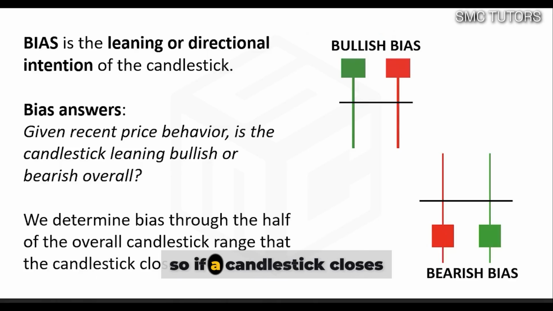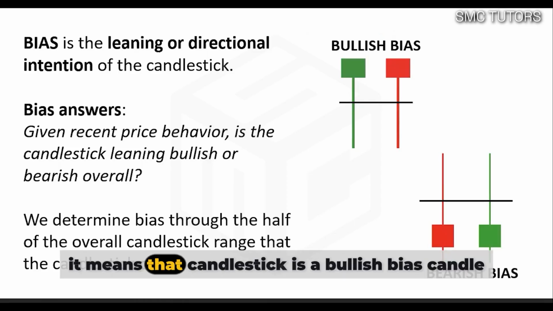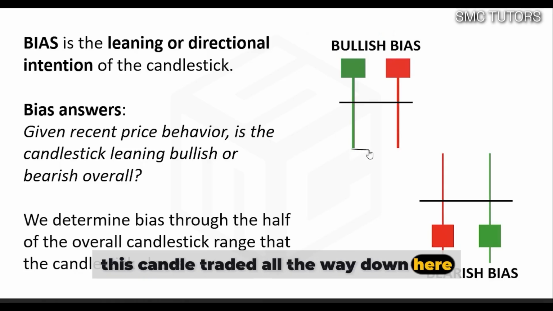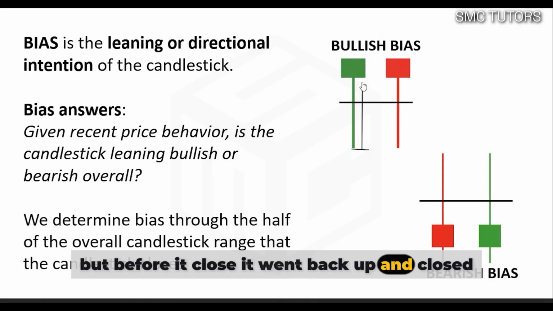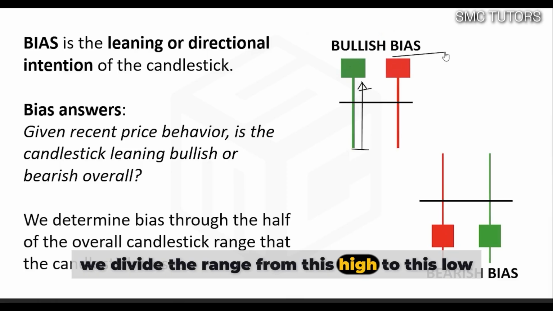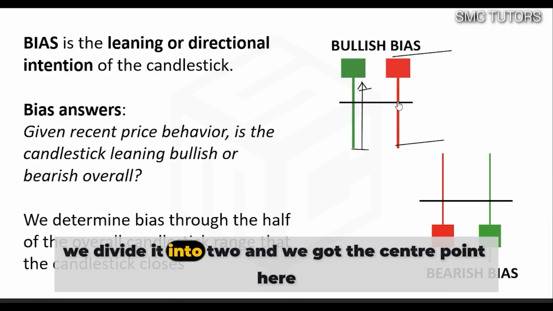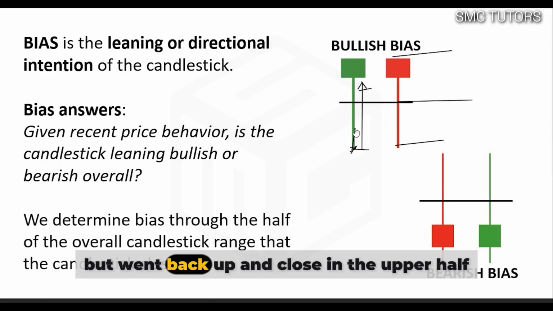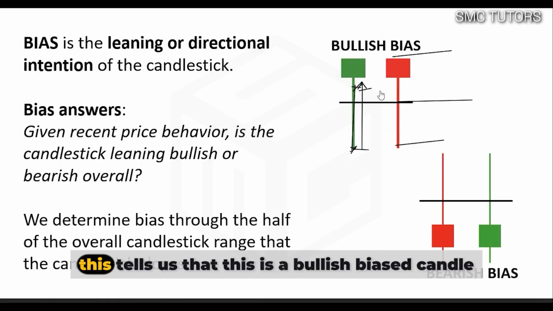If a candlestick closes in the upper half of the range, it is a bullish bias candle. Like the example we have here, this candle traded all the way down here, but before it closed, it went back up and closed in the upper half of the range. We divide the range from this high to this low into two and get the center point here. Price went all the way down to this low but went back up and closed in the upper half of the candlestick range. This tells us that this is a bullish biased candle.